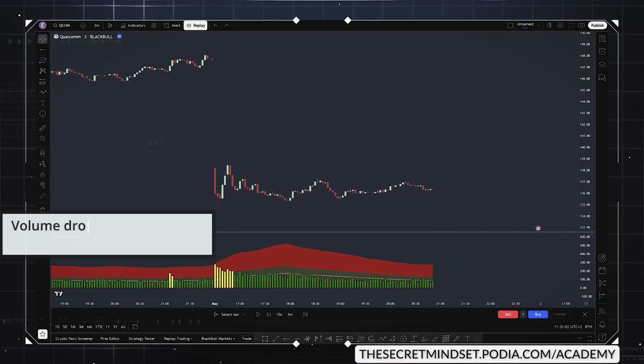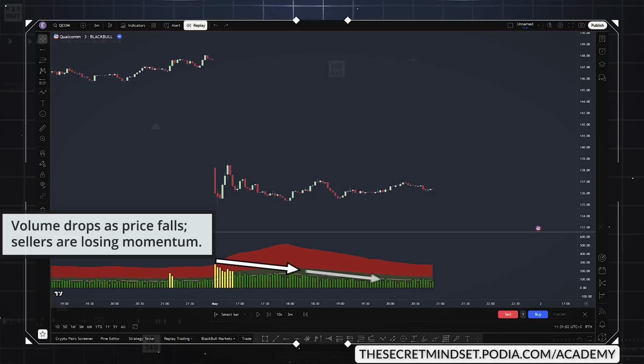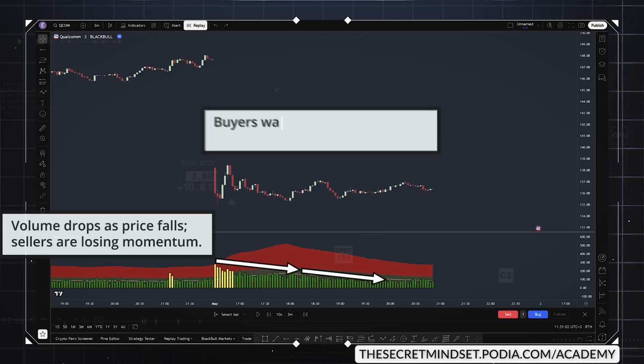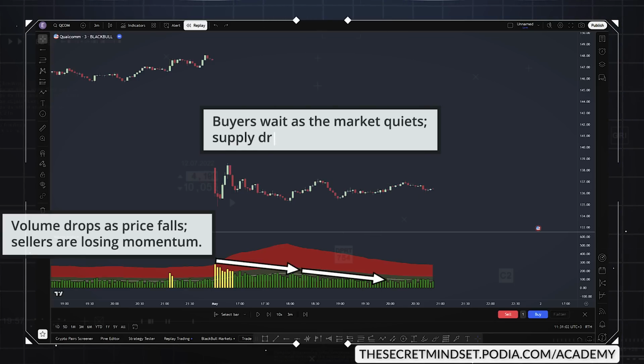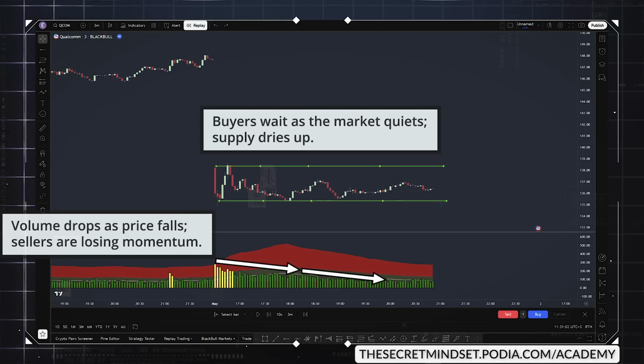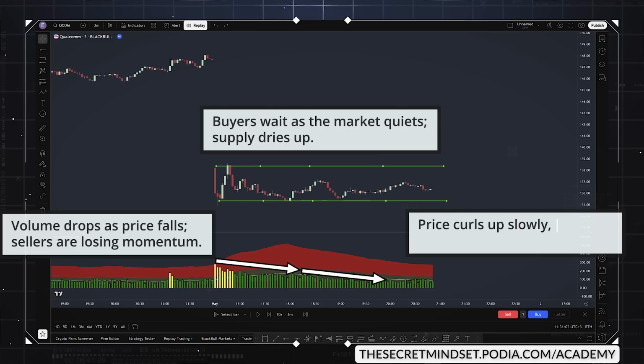At the start of the rounded bottom, volume is still strong. People are still selling. But as price sinks lower, the volume falls too. Each wave down has fewer sellers than before. Buyers are not rushing in yet. They're waiting, watching. The market feels quiet. This tells you supply is drying up. Sellers are tired. Big money might be stepping in, but they don't want to show their hand yet.